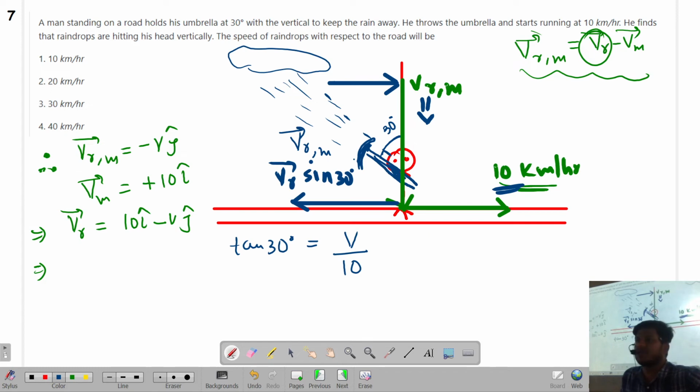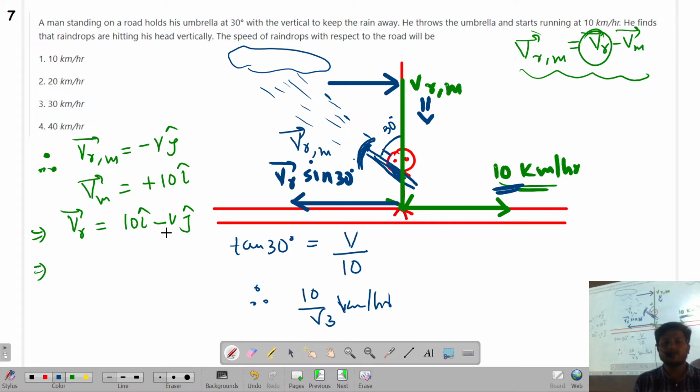10. Now, what is tan 30? 1 by root 3. Confirm? Yes, confirm. So V is going to be how much? 10 by root 3. Got it or not? Are you able to get me or not? So velocity of rain with respect to man is going to be equal to 10 root 3 km/h.